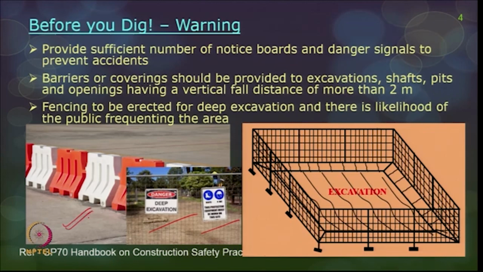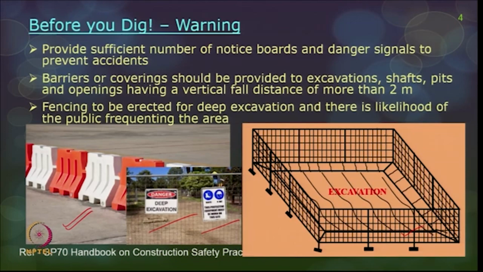Barriers are primarily obstacles or obstructions, so that the public is not intervening in the excavation work, and this should be provided for any excavation shaft or pit or opening having a vertical distance of more than 2 meters. Then fencing. So this is primarily a picture of fencing. So fencing is actually erected for deep excavation, and when there is lot of likelihood of public frequenting that area.